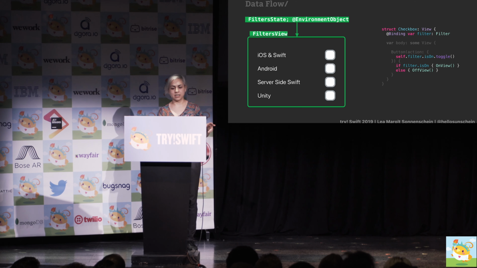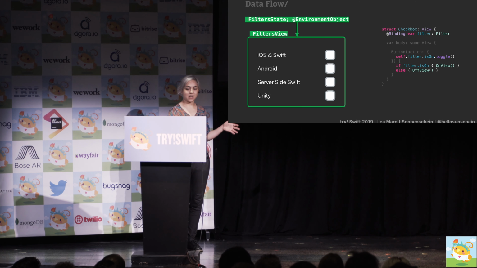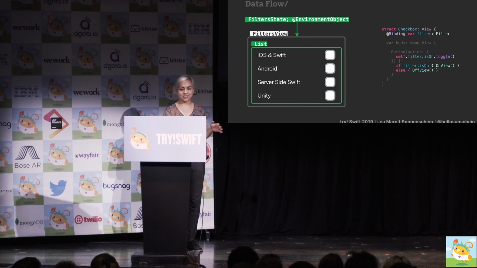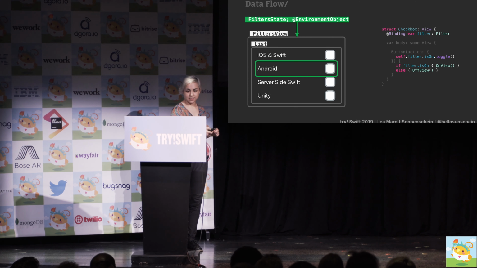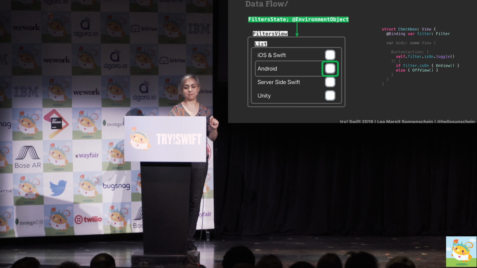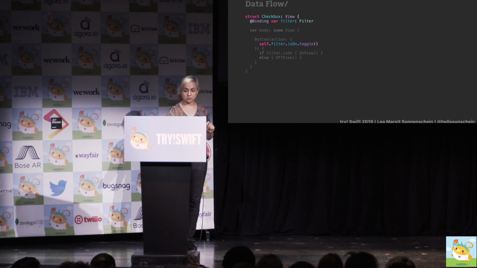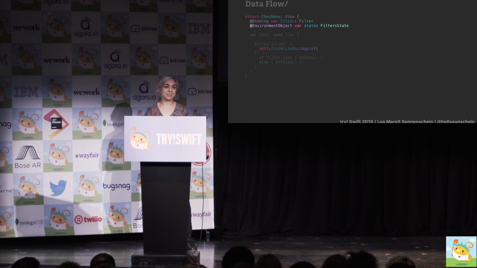Let's remember the view hierarchy at this point. We have a filters view that gets instantiated with an environment object of type filter state. Then we have a list of title checkboxes. And finally, in each title checkbox, there is a checkbox, which means that the checkbox has access to the filter state through the environment object property, which we can expose by simply adding it at the top as a new property marked with @EnvironmentObject.